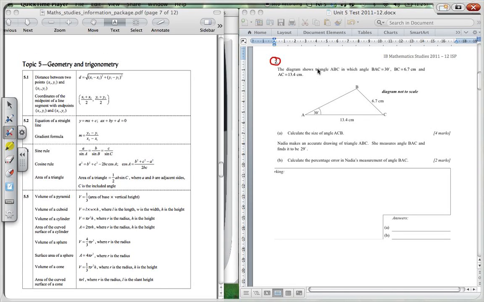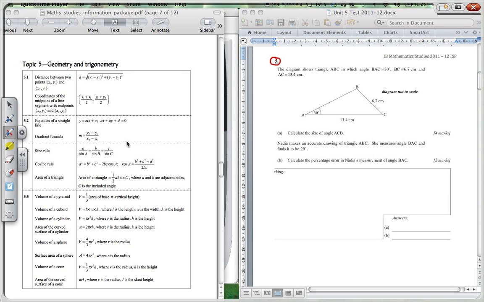In question 2, it says the diagram shows triangle ABC in which BAC is equal to 30 degrees, BC is equal to 6.7 centimeters, and AC is equal to 13.4 centimeters. Now, what's important with these triangles is to identify firstly, do we know that this is a right angle triangle or not? And we don't. So we can't assume that.